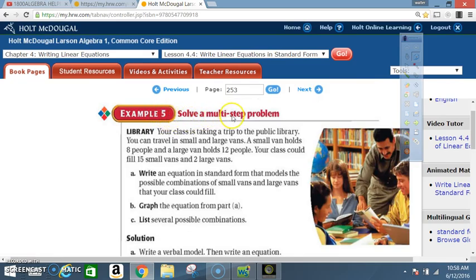Example 5, solve a multi-step problem. Library. Your class is taking a trip to the public library. You can travel in small and large vans. A small van holds 8 people, and a large van holds 12 people. Your class could fill 15 small vans and 2 large vans. A. Write an equation in standard form that models the possible combinations of small vans and large vans that your class could fill. B. Graph the equation from part A. C. List several possible combinations.